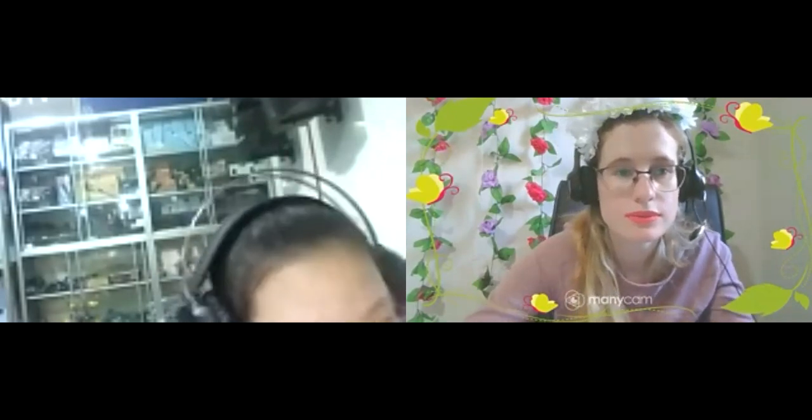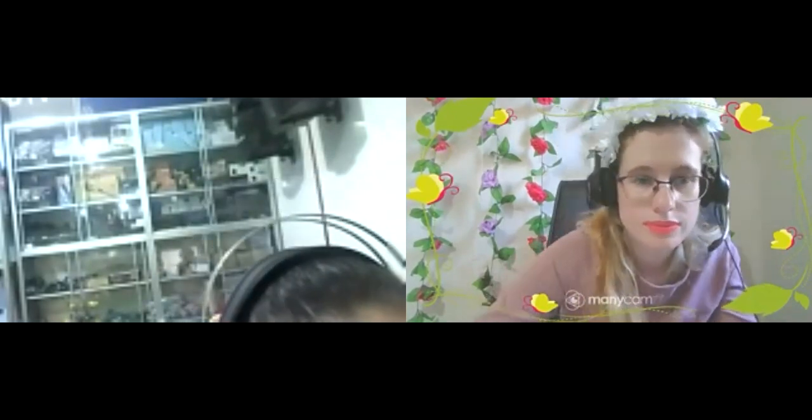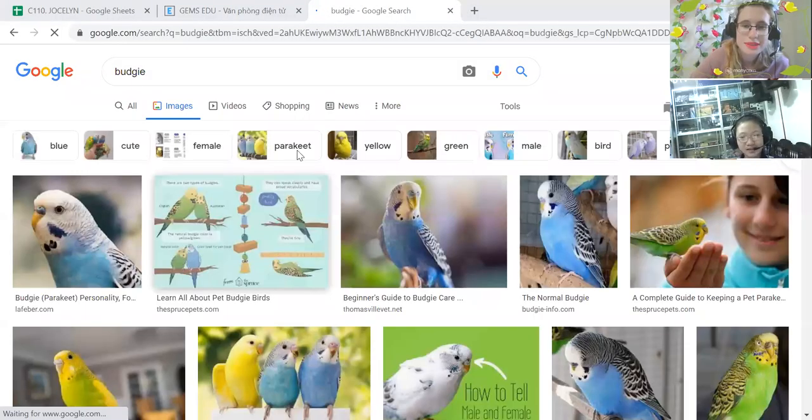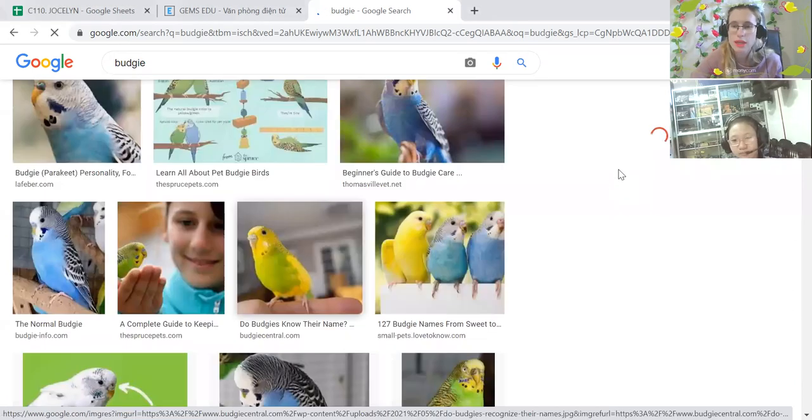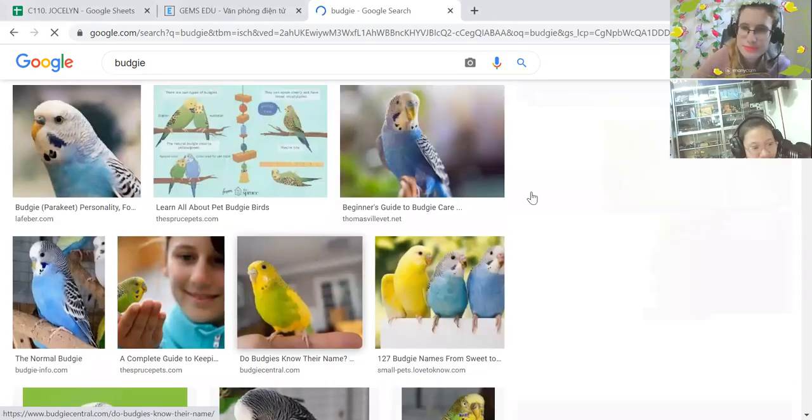Okay. So a budgie. Do you know what a budgie looks like, and a toucan? No, I don't know budgie. Okay, I'll show you. A budgie is a bird. Give me a second. Okay, these are budgies. They are really cute. Wow.